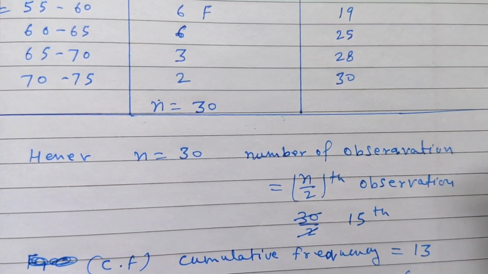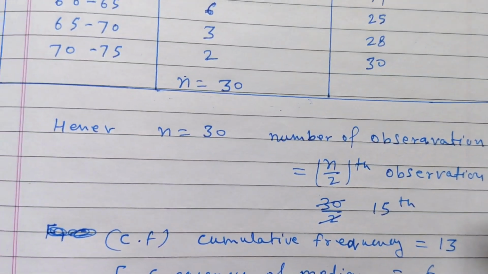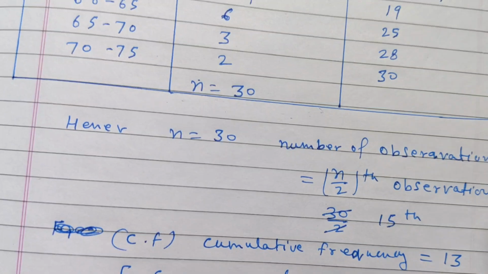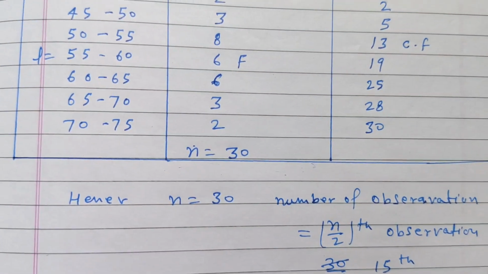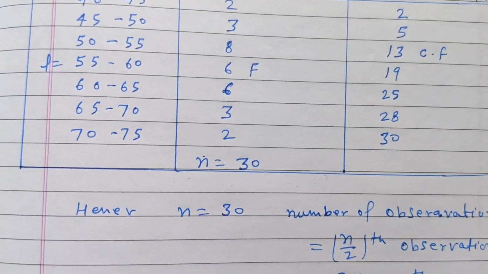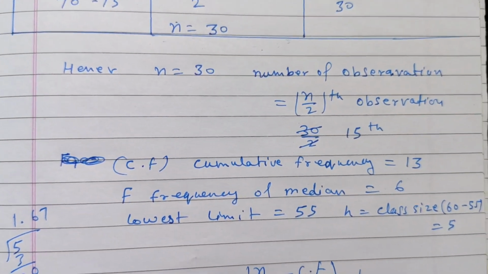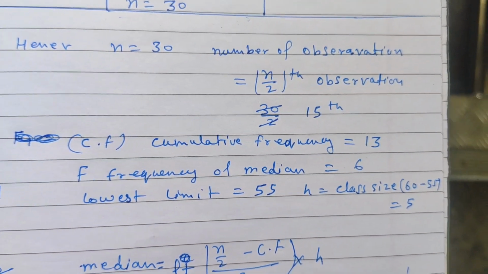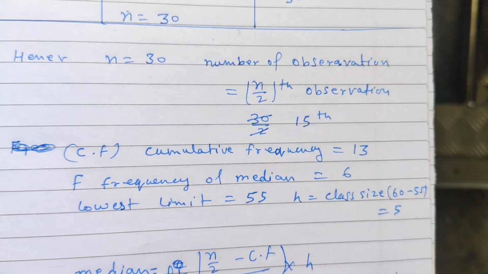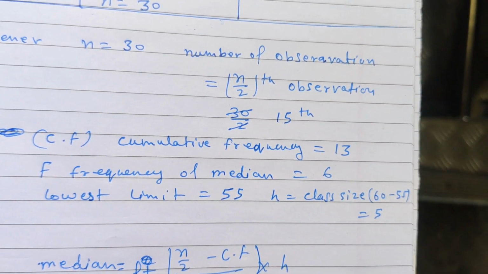So n is 30 and n by 2 is 15, the cumulative frequency CF is 13, f is 6 and the lower limit is 55. So the cumulative frequency is 13, the frequency is 6 and the lower limit is 55, and the class size h is 5.